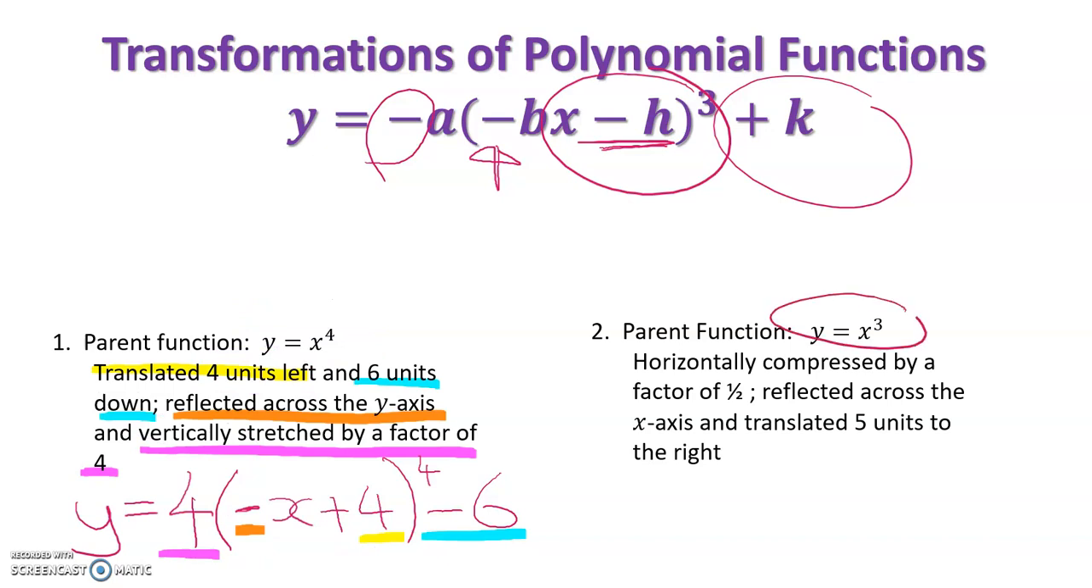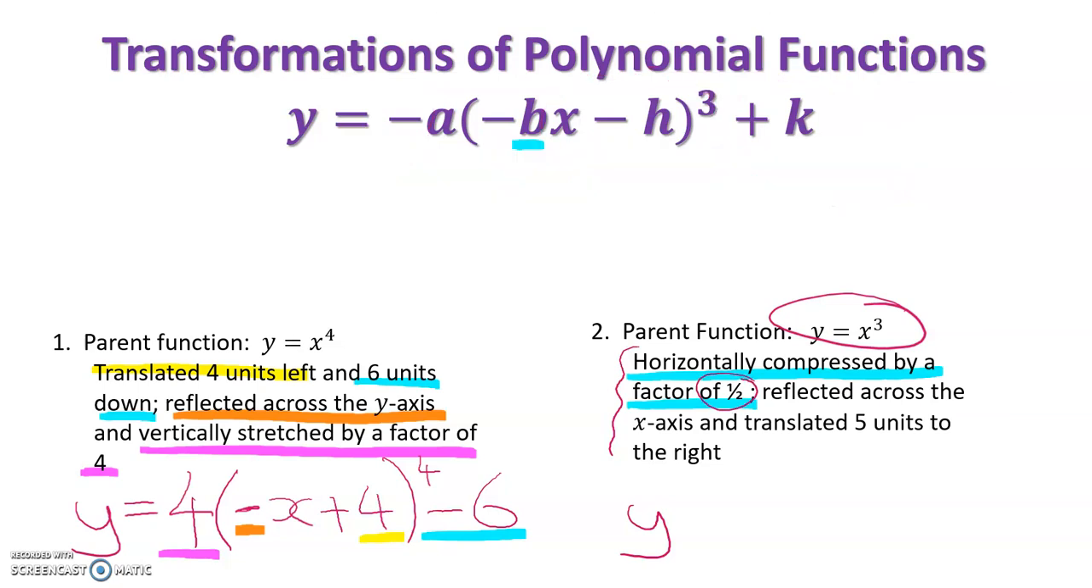Okay, let's look at the second one. We're going to do a cube this time, or a cubic. Doesn't matter, it still behaves the same way. So we're going to have y equals x cubed, but we need to add all these transformations. First let's look at the horizontal compression by a factor of a half. The horizontal compression is always a factor of 1 over b. So if it's compressed by a factor of a half, that means our b value is actually 2. So it's going to be y equals, I'm going to leave a space again, 2x here, and leave a space in case we need a minus or a plus, and put my 3. So that's our horizontal compression.